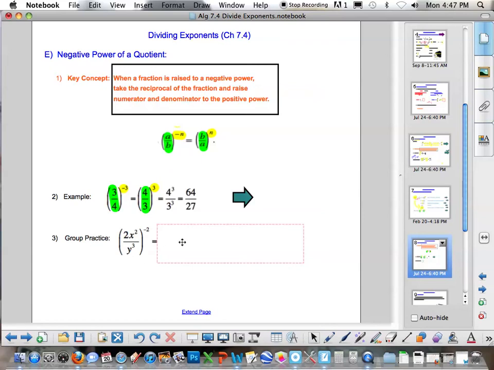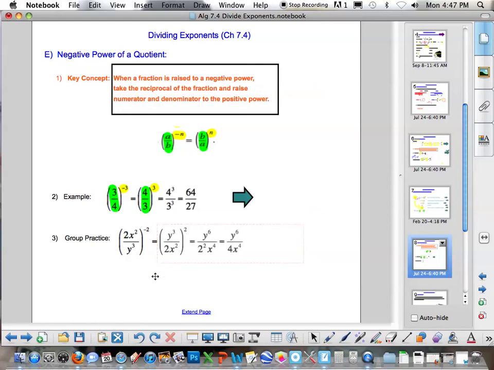Let's do another example. Maybe you want to push pause. Actually, push pause. You can do it. Push pause, give this a try on your own, come back, push play, and see if you got the right answer. Do that now. All right, I hope you're back with us.